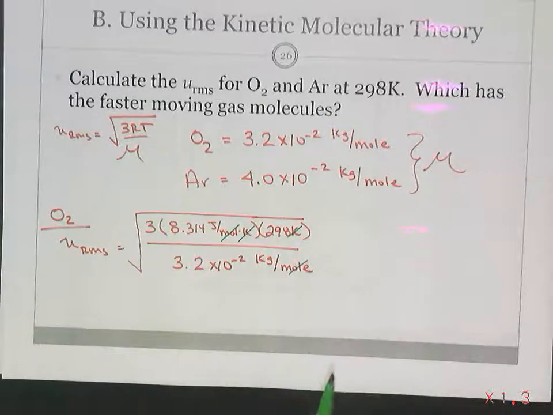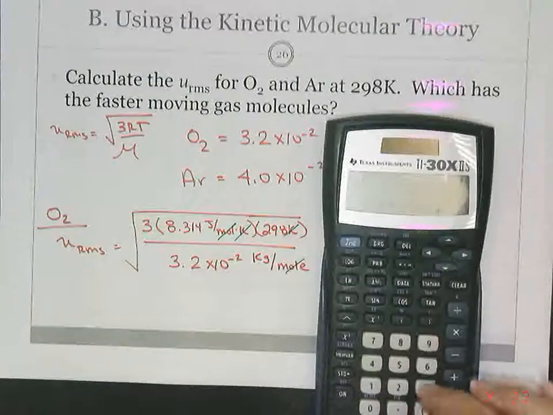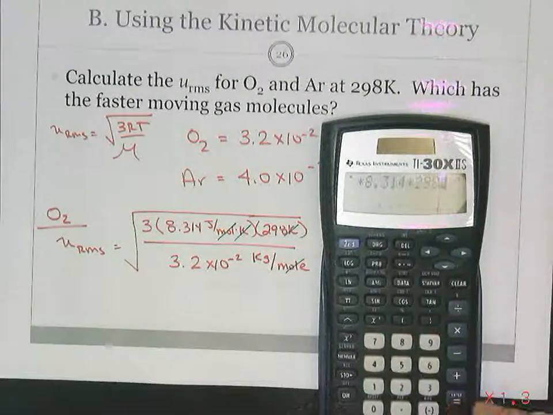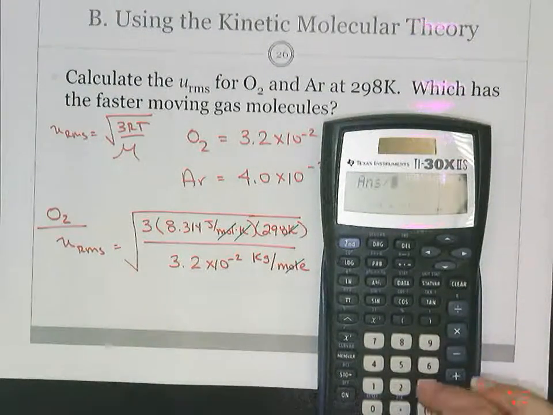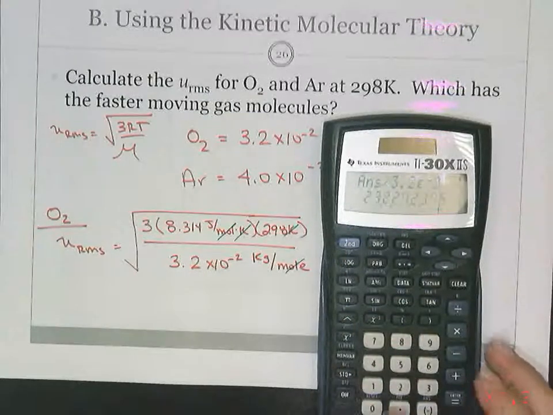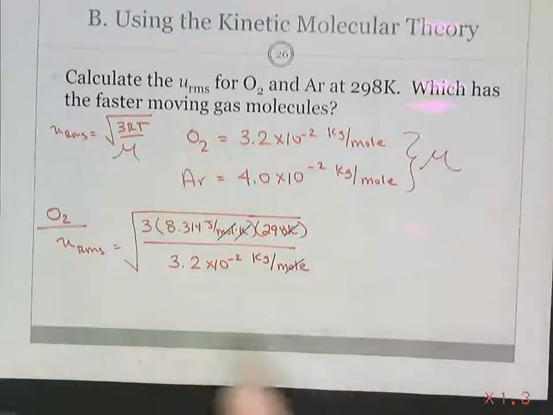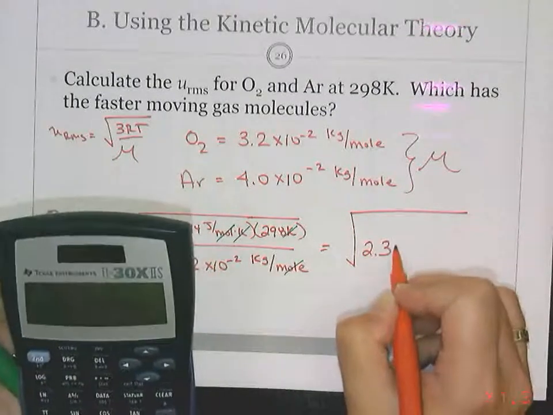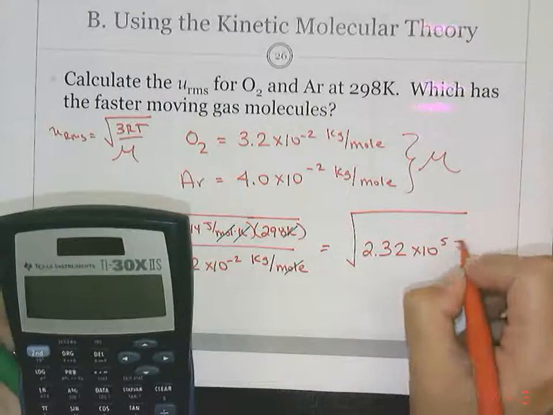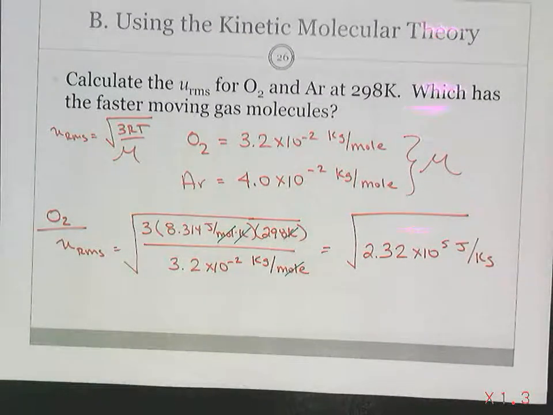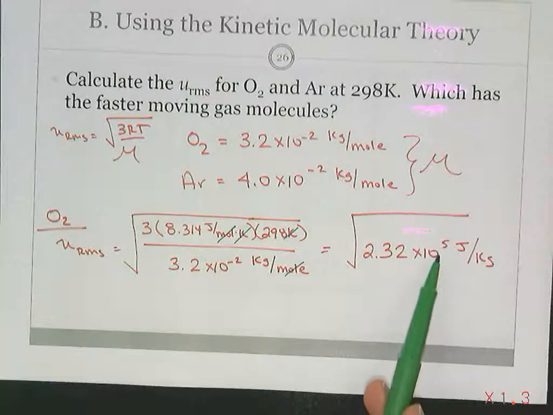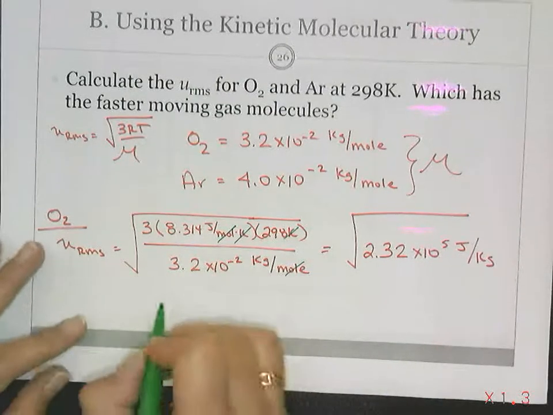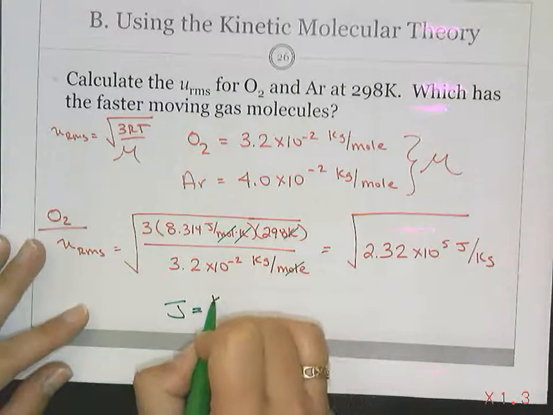Let's see what this is numerically. Okay, let's see. 3 times 8.314 times 298 divided by 3.2 times 10 to the negative 2. Square root of 2.32 times 10 to the 5th joules per kilogram. It's odd looking. All right, joules per kilogram. If you square root of that, you'd have square root joules, square root kilograms, which is not a unit. But to the rescue, joules happens to be a kilogram meter squared per second squared. Look how handy that is.